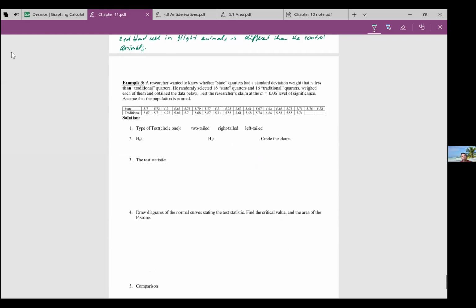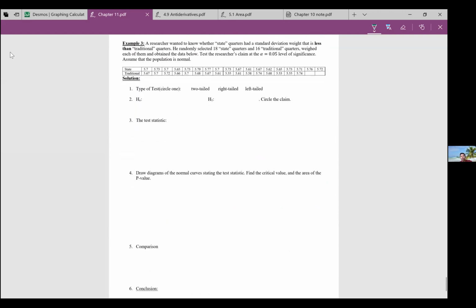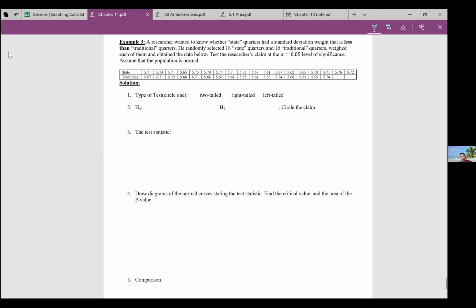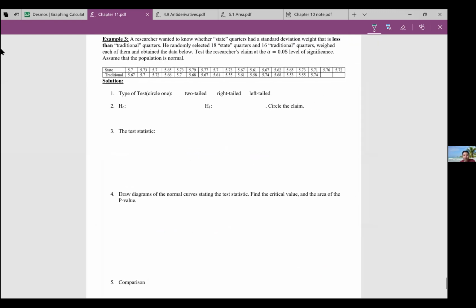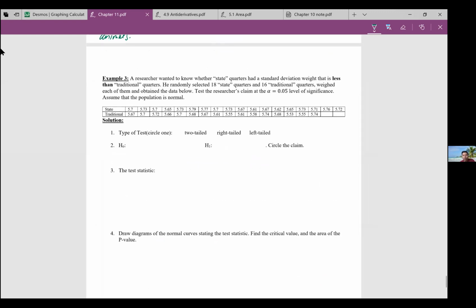All right, so one last example here for section 11.4. Just like before, we're asking, is N1 always going to be less than N2? The answer is no, right? So here's one example where N1 is more than N2.